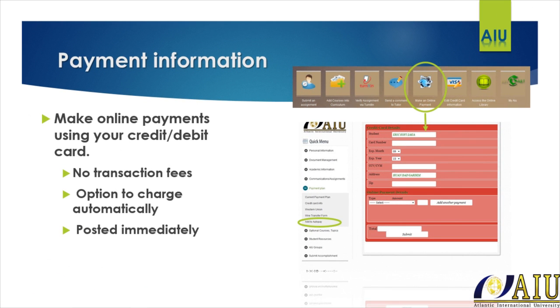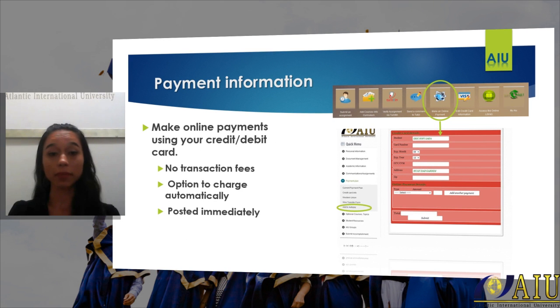The preferred method of payment would be using your credit or debit card. This is because there's no transaction fees. You have the option to charge the card automatically every month so that you don't have any problems and you can focus on your academic program. And these payments are posted immediately. So you can click on the icon that says make an online payment, fill out the information, and make your payment. As I mentioned, this is the easiest and most convenient way to pay your tuition.